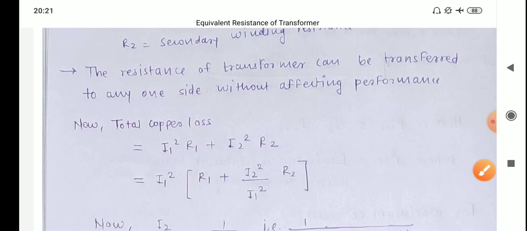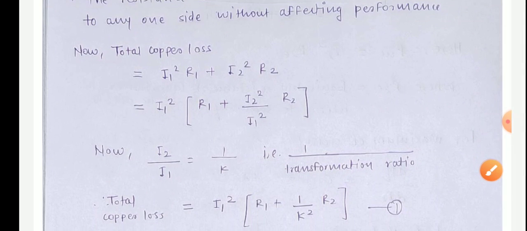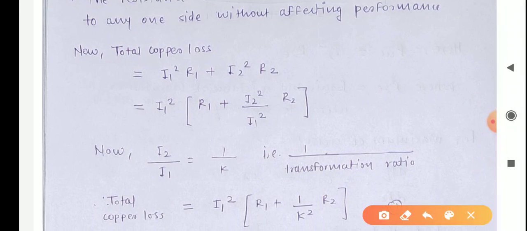Now, to do that, first of all, we know that the total copper loss in a transformer is the addition of copper loss in the primary and copper loss in the secondary, that is I1 square R1 plus I2 square R2, where I1 and I2 are the primary and secondary current respectively. Now let's take I1 square common from the expression.